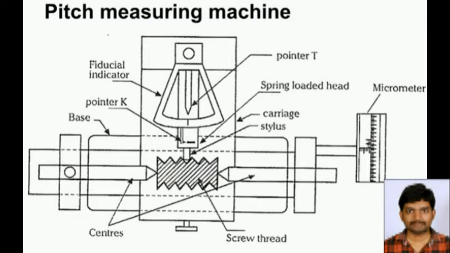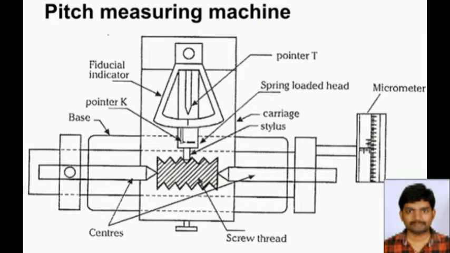When the stylus is accurately placed in position, the micrometer reading is noted. The stylus is then moved along to the next thread space by rotation of the micrometer, and a second reading is taken. The difference between these two readings is the pitch of the thread. Readings are taken in this manner until the whole length of the screw thread has been covered. Then the average pitch value can be calculated.